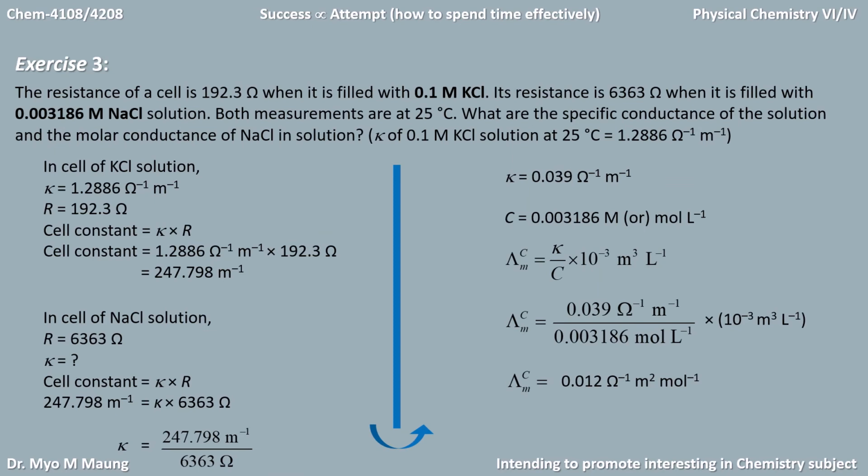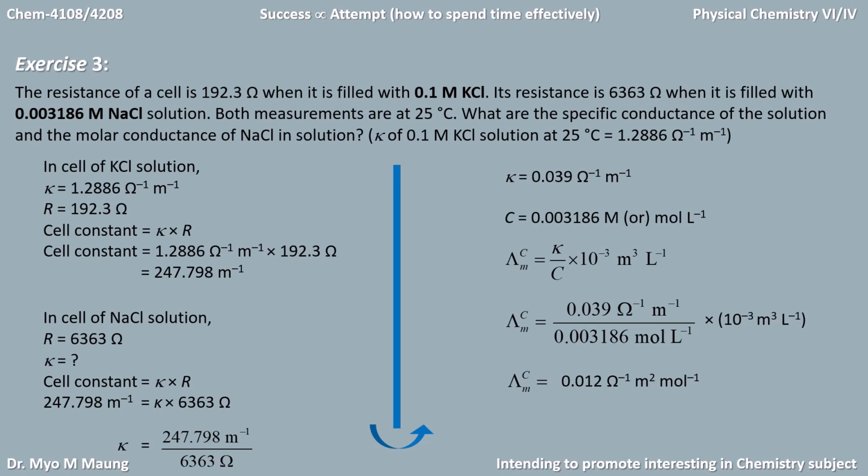Next, shall we compute exercise 3 together? The problem is that the resistance of a cell is 192.3 ohm when it is filled with 0.1 molarity KCl. Its resistance is 6363 ohm when it is filled with 0.003186 molarity NaCl solution. Both measurements are at 25 degrees Celsius. What are the specific conductance of the solution and the molar conductance of NaCl in solution? Given that kappa of 0.1 molarity KCl solution at 25 degrees Celsius equals 1.2886 per ohm per meter.